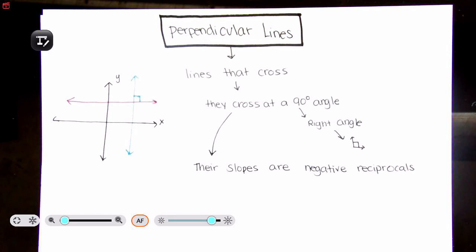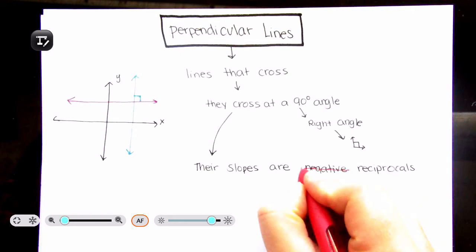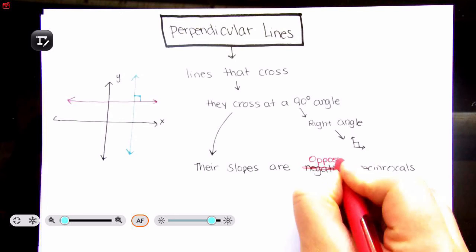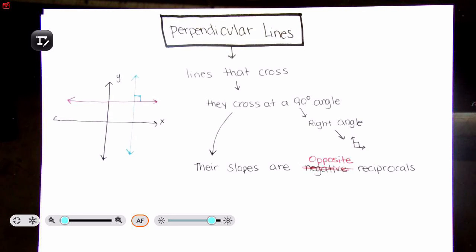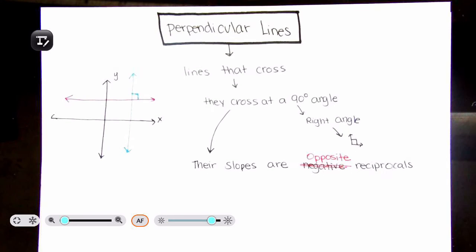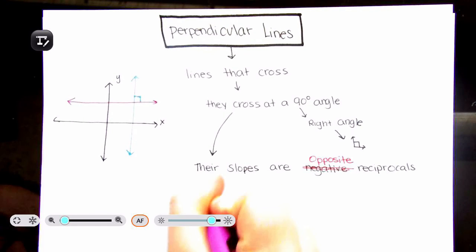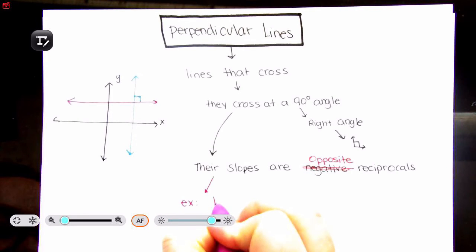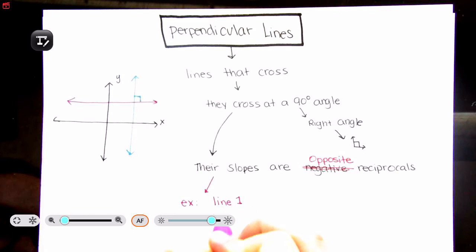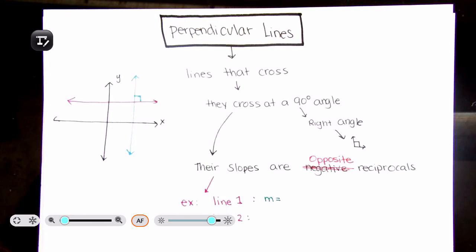Now, I personally don't like to use negative reciprocals. I will not be using the term negative when I refer to the slope of perpendicular lines. What I will do is refer to it as opposite reciprocals. My personal opinion, a negative confuses students because it is not always negative for the slope, but it is opposite of whatever you have. For example, if you have line 1 and line 2, and in line 1 your slope is equal to 5, in line 2 your slope has to be opposite and a reciprocal.